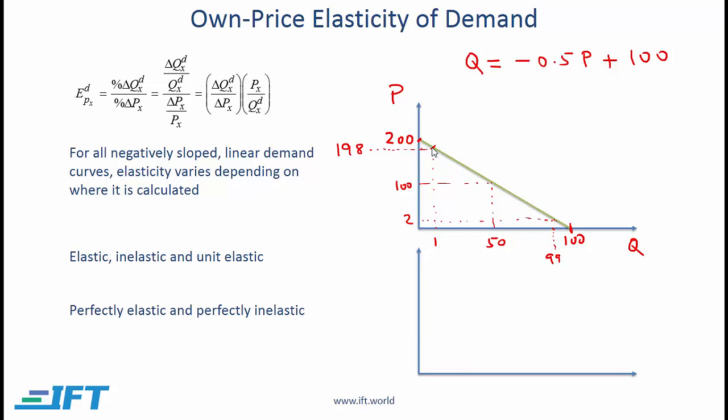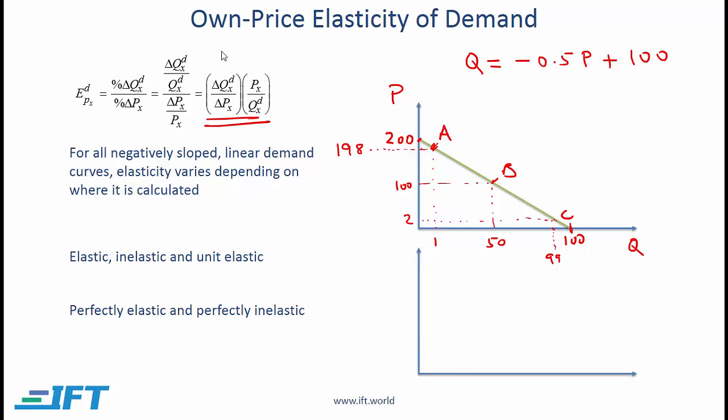So a few more points on this curve. At this point, when the price is 198, the quantity is 1, and again that's based on this curve. When the price is 100, the quantity is 50, and when the price is 2, the quantity is 99. Now I want you to calculate the elasticity at these 3 points. So let's say this is point A, B, and C. Using the formula, what is the elasticity at point A?